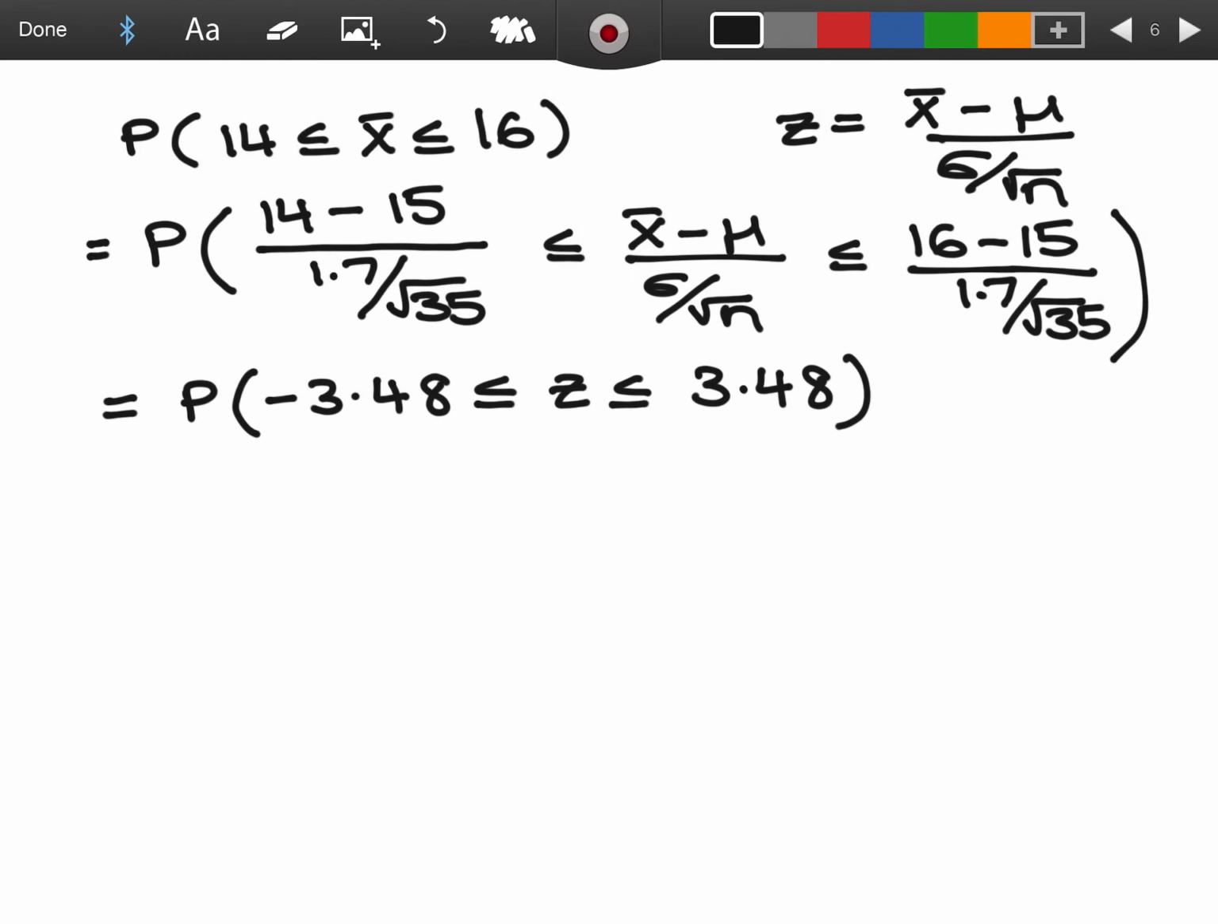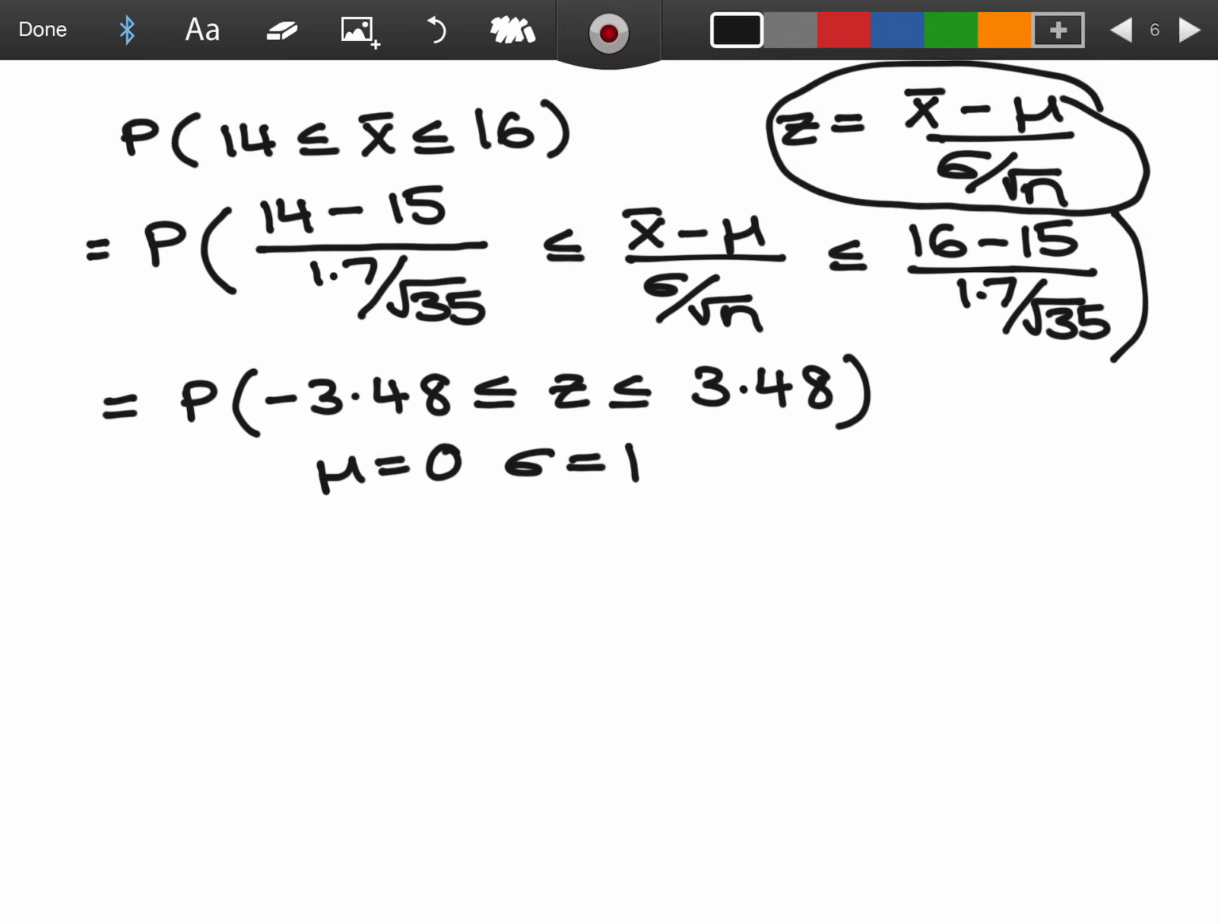What we have done here is a Z transformation. So I have now brought it back to a mean of 0 and a standard deviation of 1, okay? So make sure you do this Z transformation, and make sure that you always do it this way whenever you are looking at sample means, okay? So we are doing a Z transformation for the sample means here, okay?